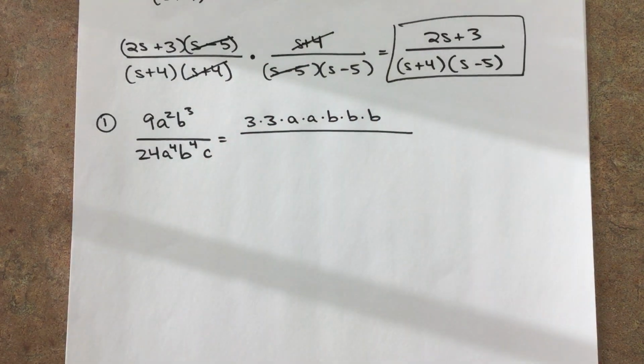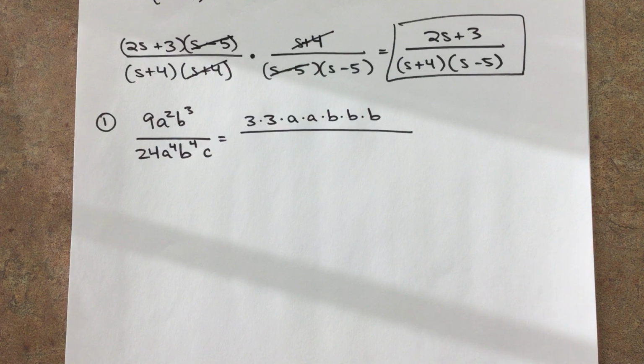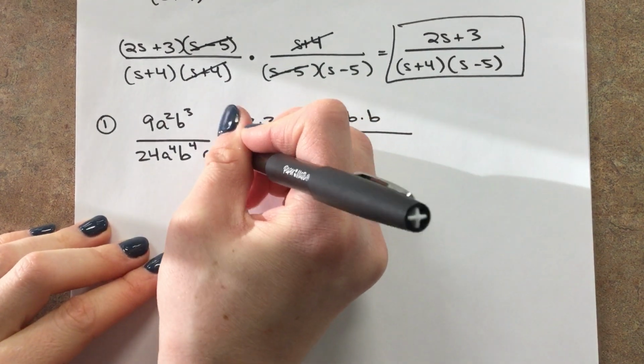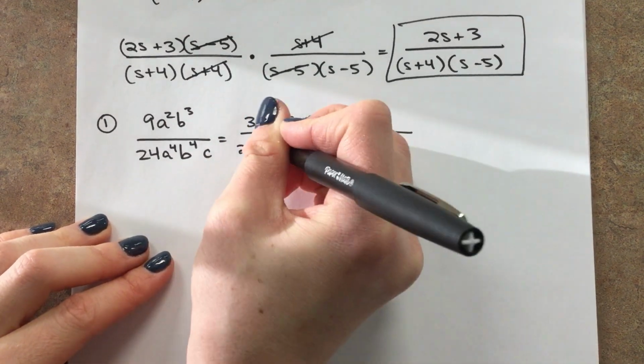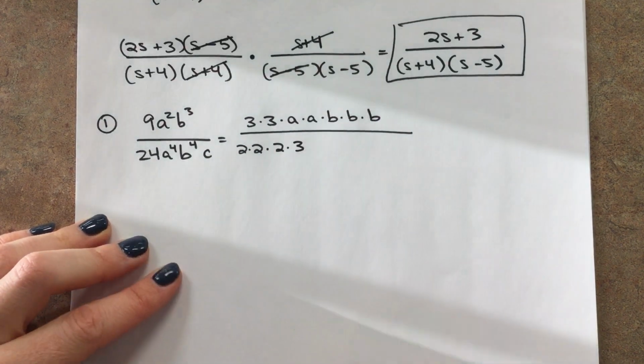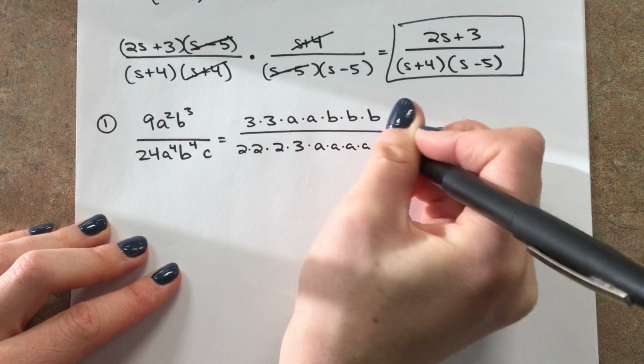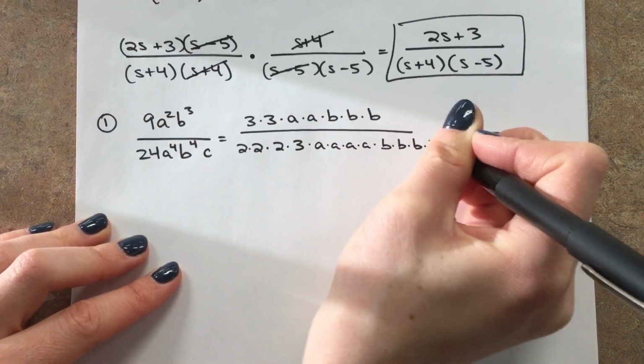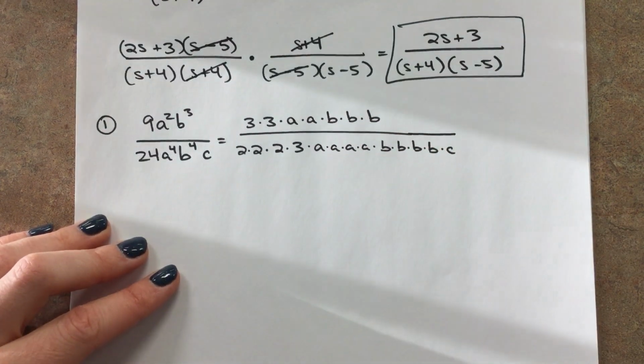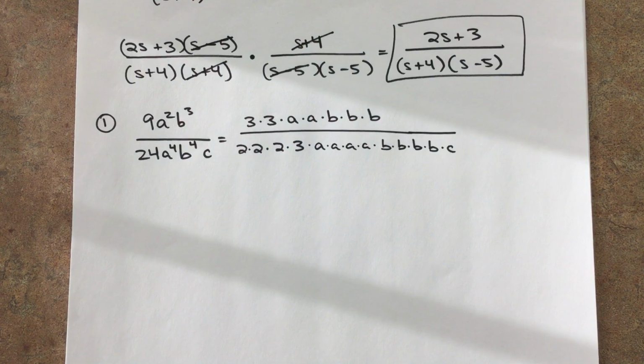The denominator, the 24, you could do 4 times 6. The 4 is 2 times 2. The 6 is 2 times 3. Then I have 4 A's, 4 B's, and a C. So that one has 13 different factors.